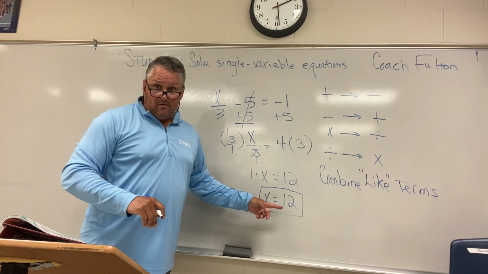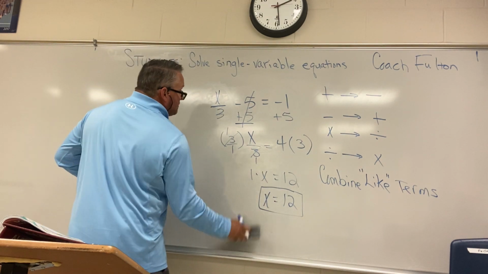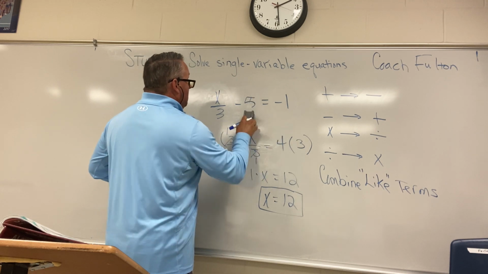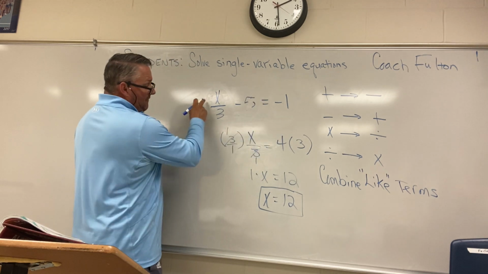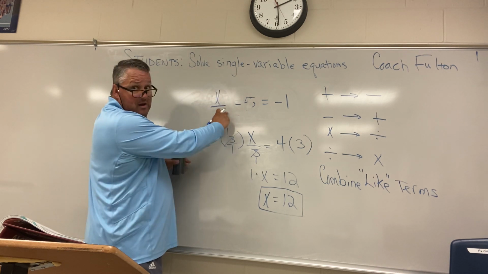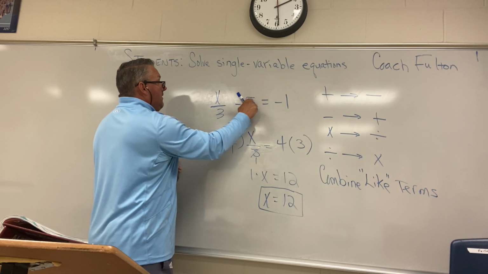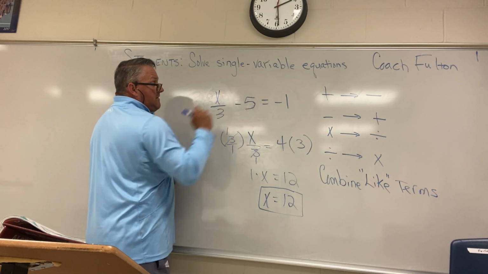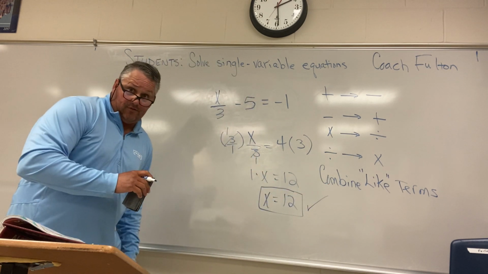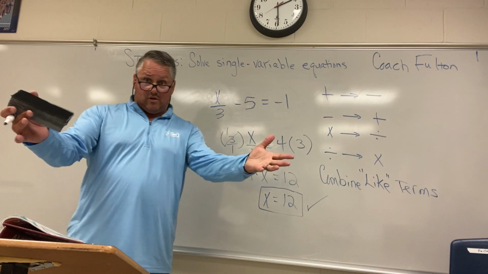Could I check my answer? Sure. If I wanted to take this x equals 12, I'd pull it back to the original problem. If I took the original number and put 12 back into the x, 12 divided by 3 is 4, minus 5. 4 minus 5 is -1. So this checks off as being the correct answer. You can also take the answer and plug it back into the original equation and check your answers.